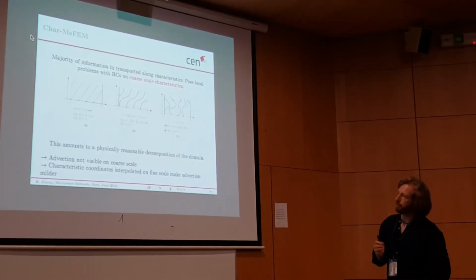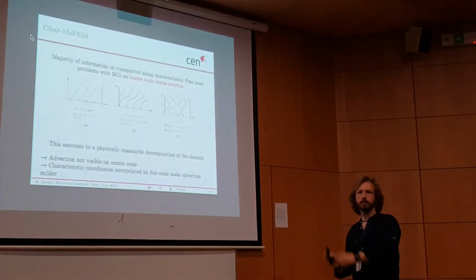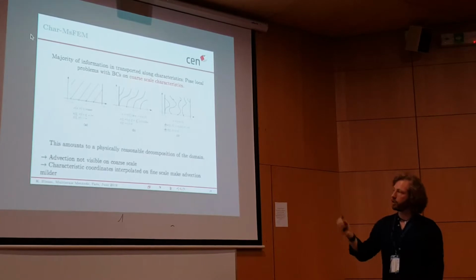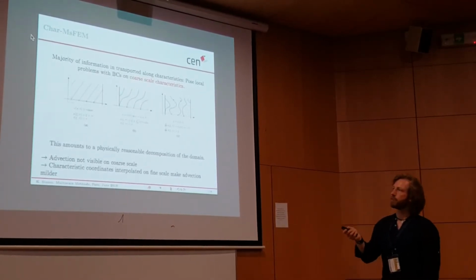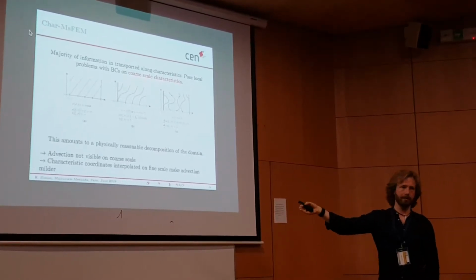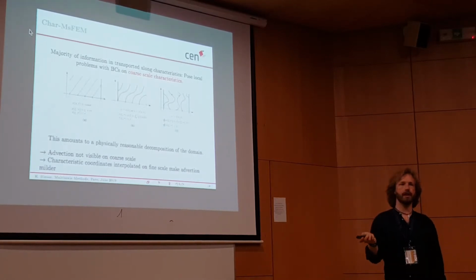Namely, what we suggest to do is to track characteristics of the flow on the coarse scale and do something not really fully Lagrangian on the fine scale. I'm not going to elaborate; I won't have time to go into what we do in the fine scales, but on the coarse scale, you want to make essentially advection invisible.